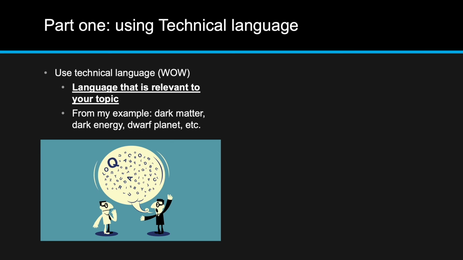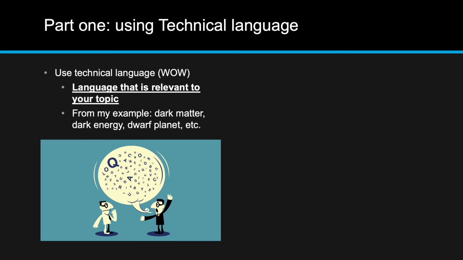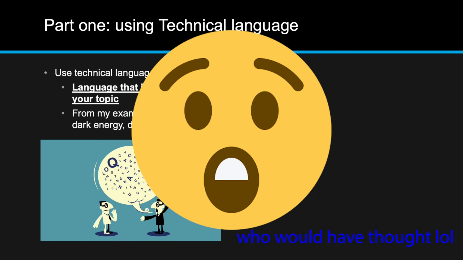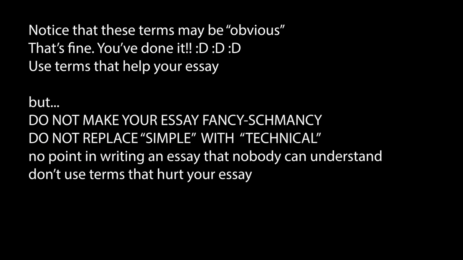The first part, using technical terms, is very straightforward. You use technical terms in your essay. Very shocking, right? For example, if you are writing about space, you could use terms like dark matter, dark energy, dwarf planet, or black hole, so long as your topic is related to these. The first part would just be using terms like this. Already using sophisticated language? Fantastic!